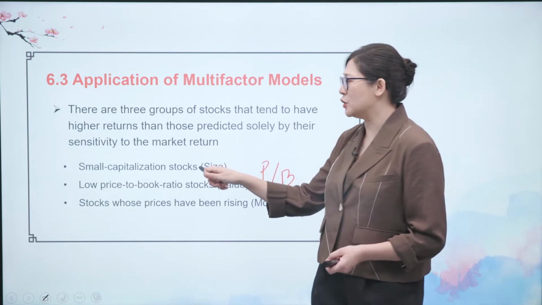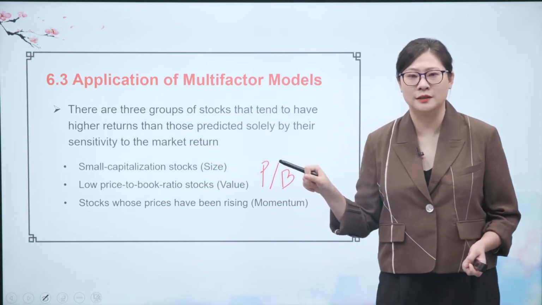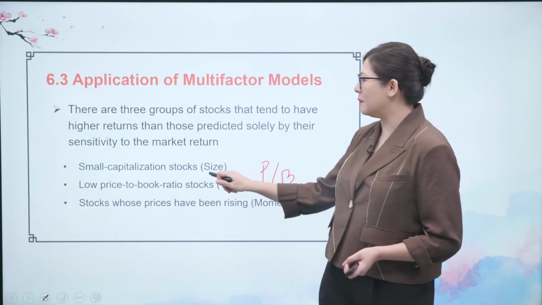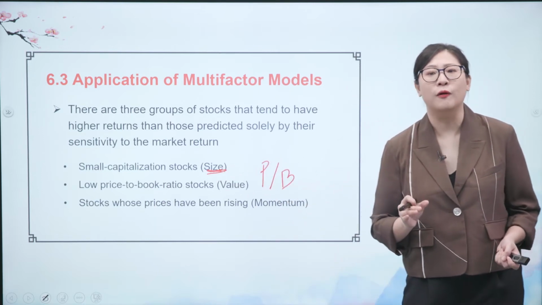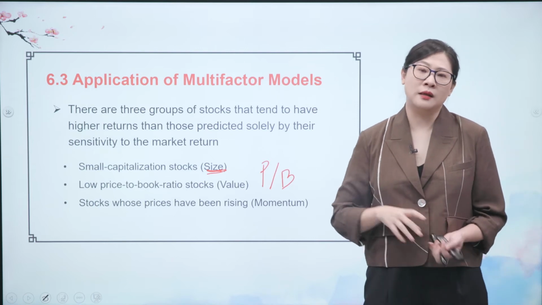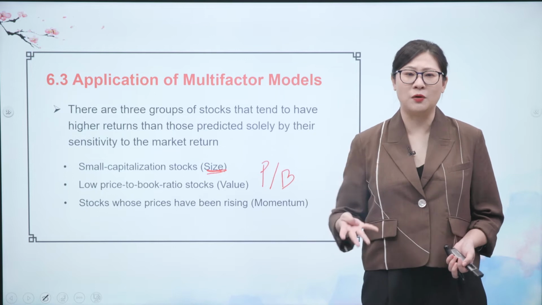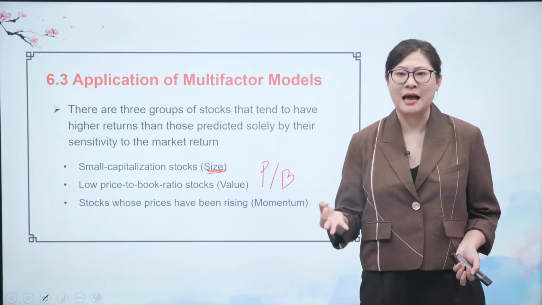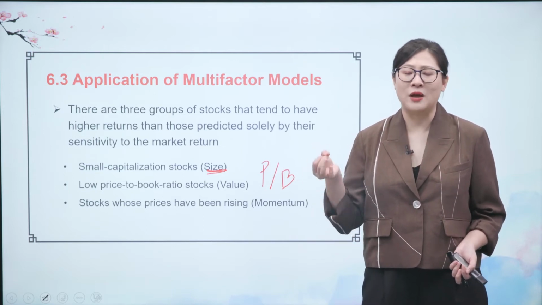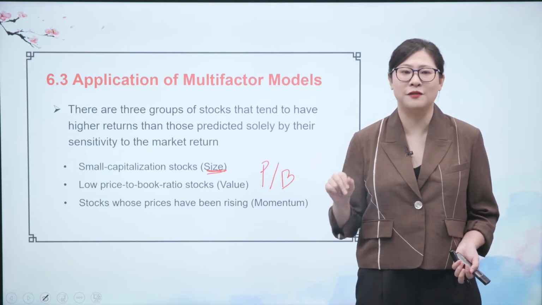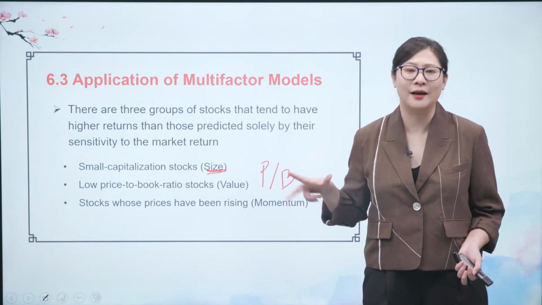Let's have a look at the first one, the small capitalization stock, which measures the size of the stock. In the market, we might have different categories like small cap, mid cap, and big cap. We compare the results for these three categories, and we find that small cap has the higher return.